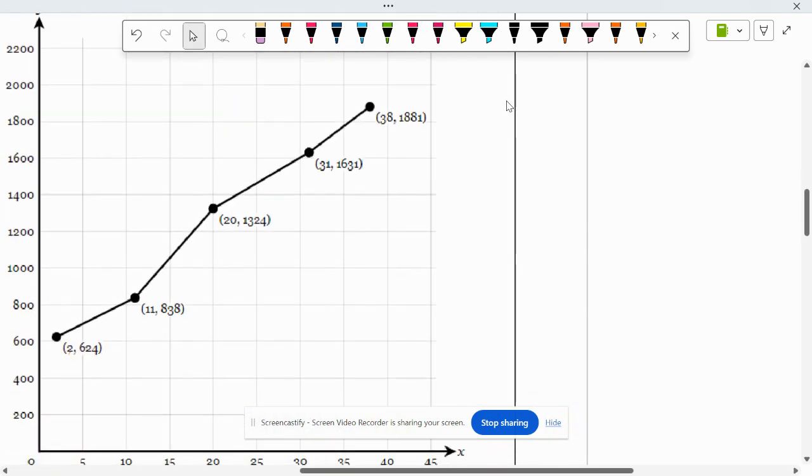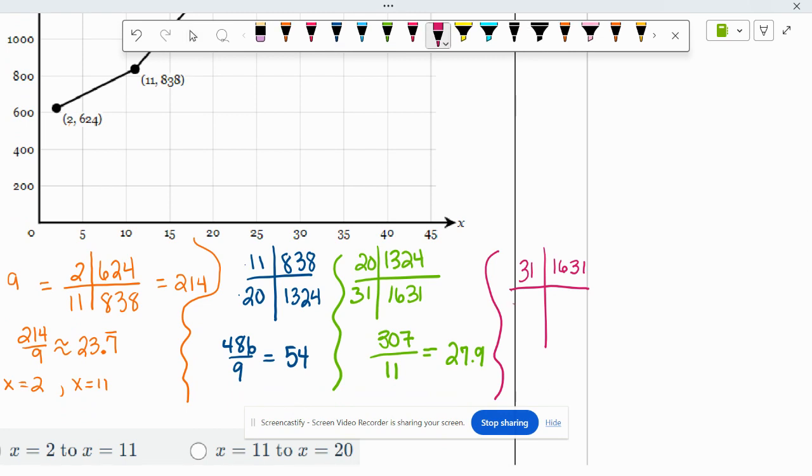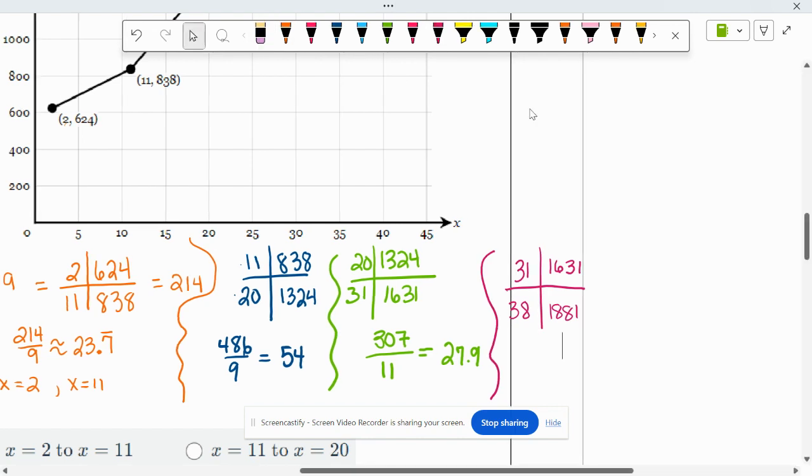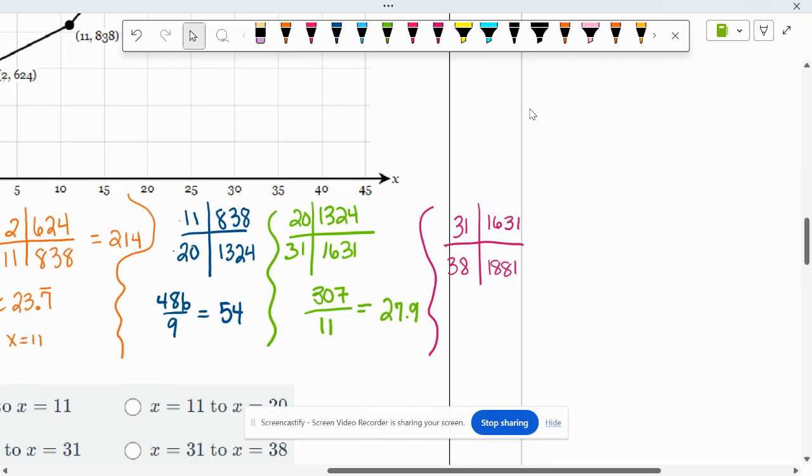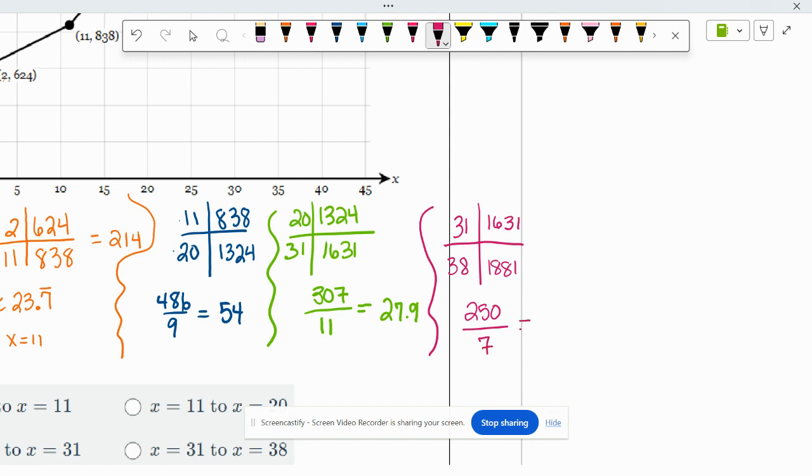Okay. 38, 1881. So let's see. I'm going to take 1,881 and subtract 1,631. I should get 250, right? Okay, so this is 250 divided by what's 38 minus 31. So what is 250 divided by 7? So I'm just going to put it as 35.7.